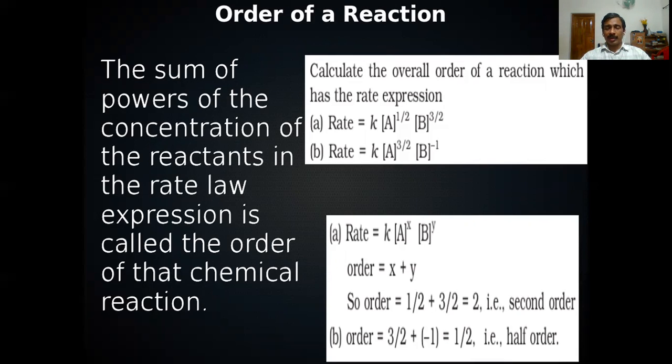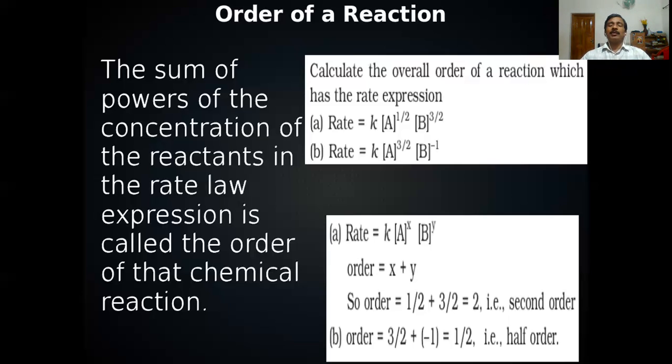You see case B. Rate is equal to k into the concentration of A raised to 3 by 2 into B raised to minus 1. So what is the order of the reaction? x plus y, 3 by 2 plus minus 1. That is equal to 3 minus 2 divided by 2, that is 1 by 2. Or 3 by 2 is 1 and a half, minus 1, gives half. So it is a half order reaction. If the order is half, we call it a half order reaction.